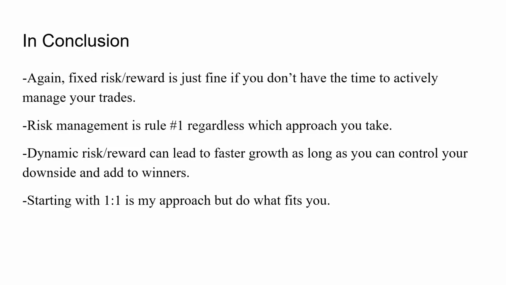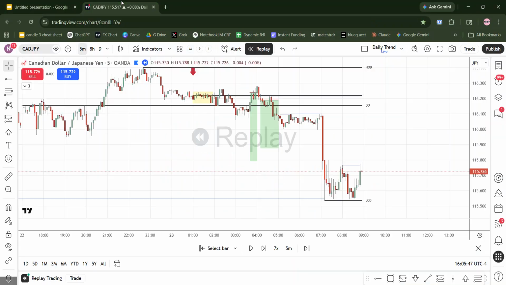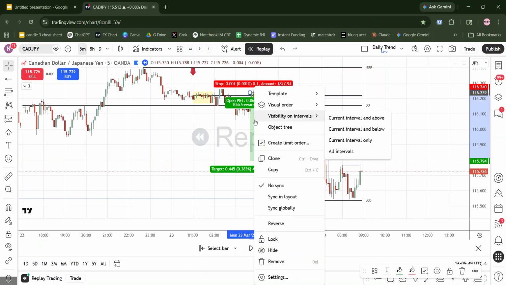But at the end of the day, I'm stressing that risk management is still rule number 1, regardless of which approach you take, be it static or be it dynamic. Now, dynamic risk reward can lead to faster growth as long as you can control your downside and you add to those winners. But starting with 1-to-1, your odds of success will increase exponentially if you do that. I promise it will. But if you start with like a 1-to-5, you're asking for trouble, because let's remember.